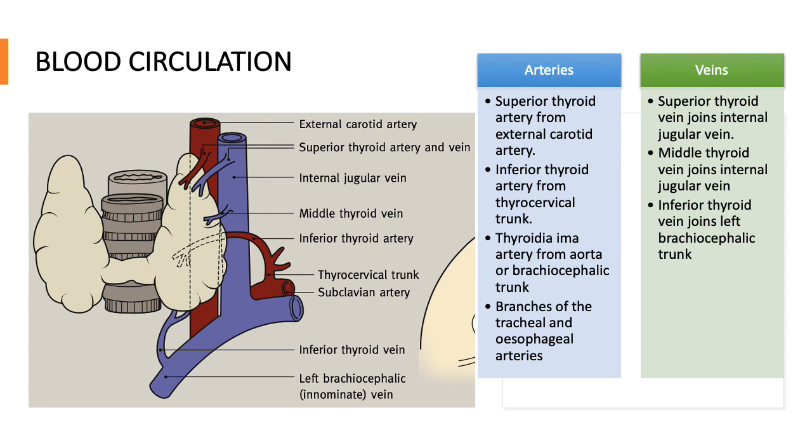And the other important thing about the middle thyroid vein is that this is the first vessel to ligate during thyroidectomy for the mobilization of the thyroid gland medially. And you might note that there is no middle thyroid artery that accompanies the middle thyroid vein. So we have a middle thyroid vein without a middle thyroid artery.